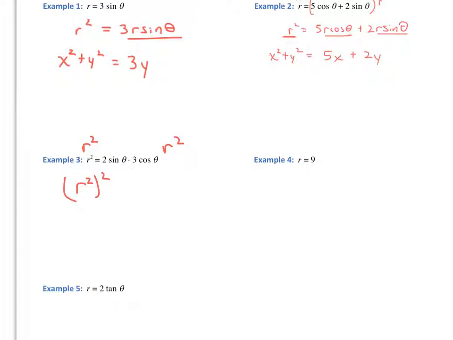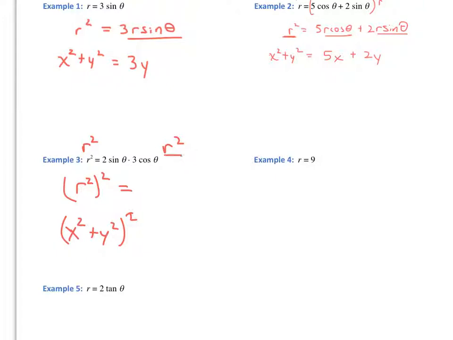Now, I can write r squared as r to the 4th, or I can write it as r squared squared. And I'm just going to do it that way because what can I change r squared to? How about x squared plus y squared? But if I have it as r to the 4th, then some people might be confused on what you change it to. So we're going to change this to x squared plus y squared, okay?